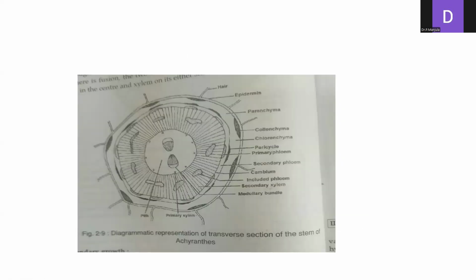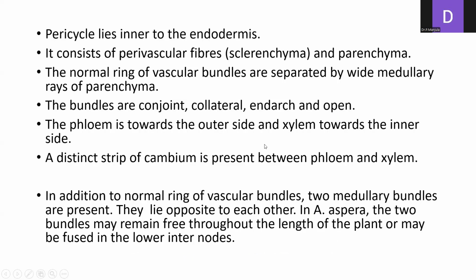So this is the structure of Echinanthus. It contains the outer epidermis with hairs, and collenchyma present at the ridges. The hypodermis is chlorenchymatous in the furrows. Next is the endodermis, which is single layered. And next is the pericycle, which lies inner to the endodermis.